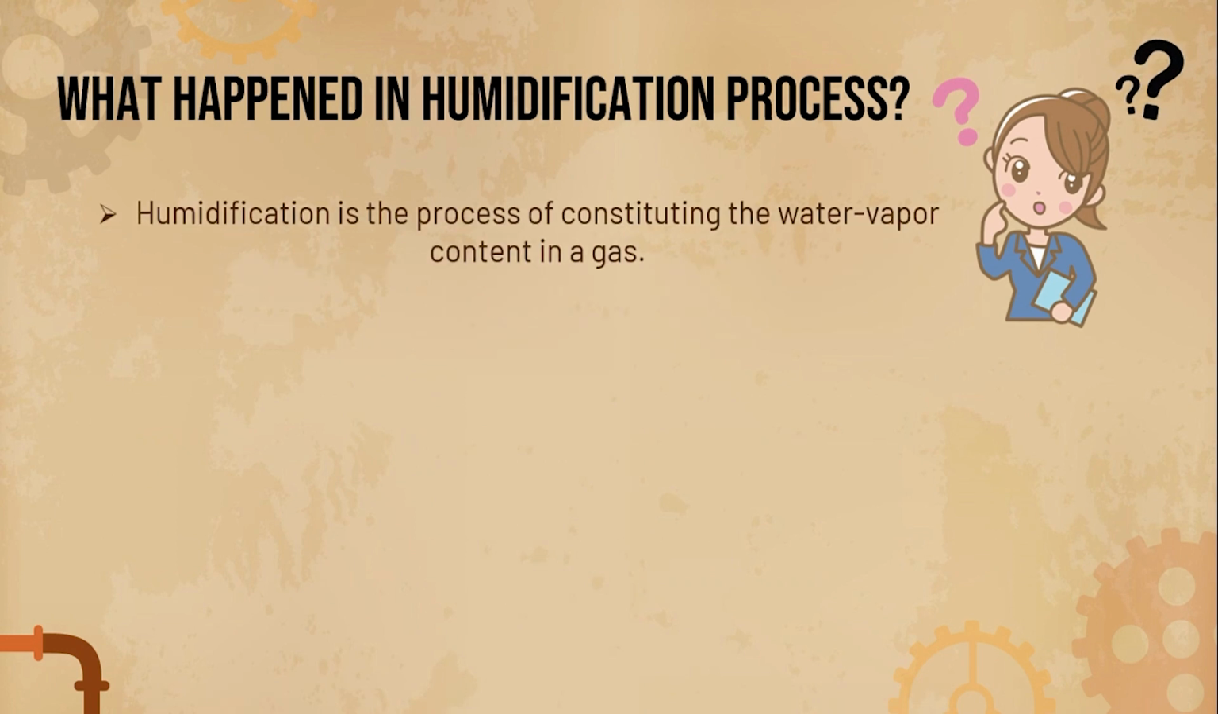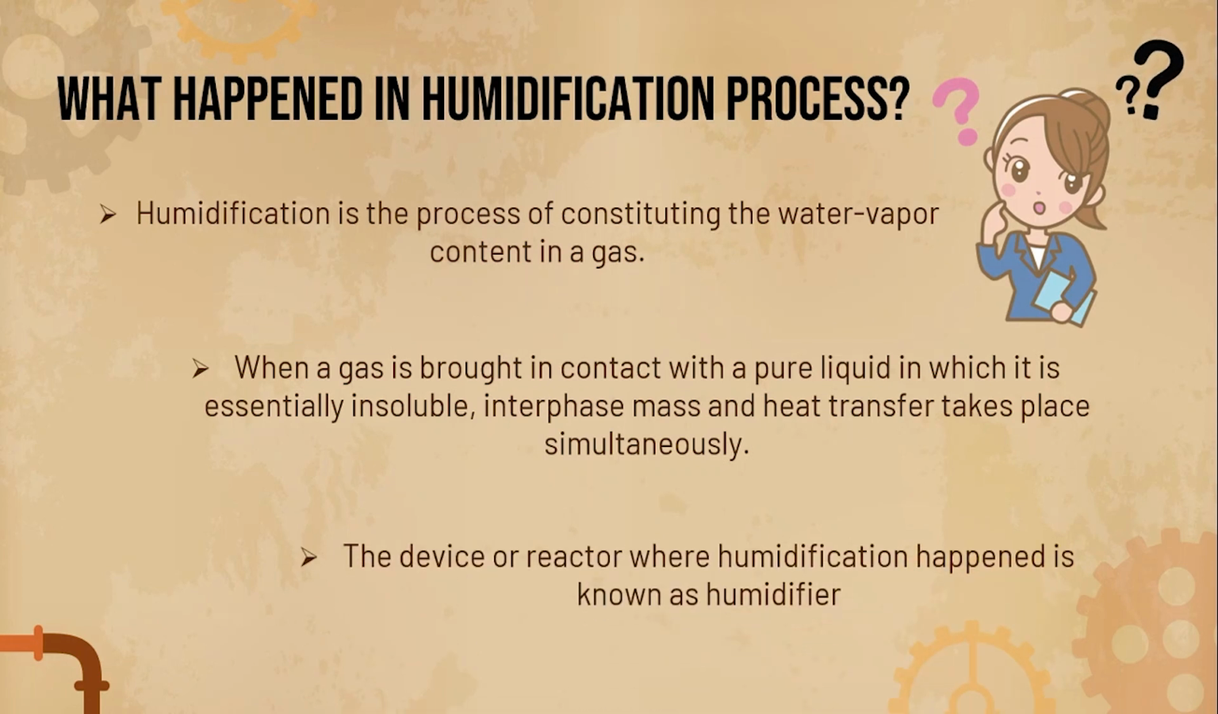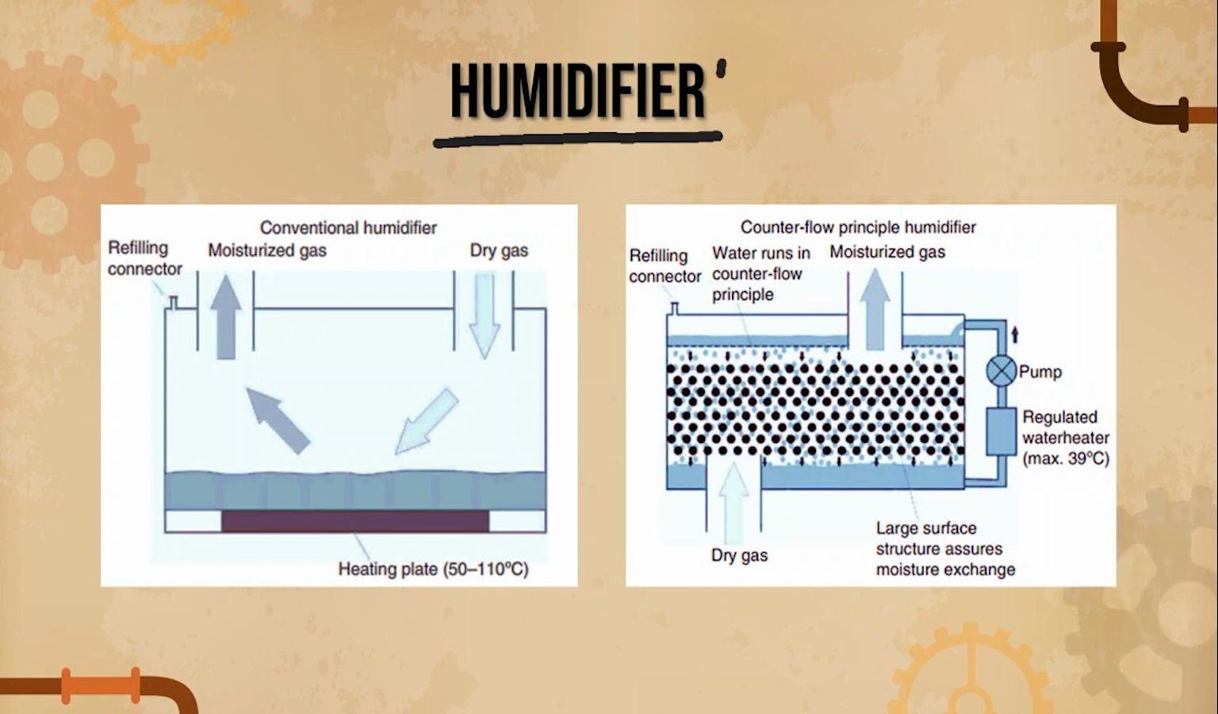Humidification is the process of increasing the water vapor content in a gas. When a gas is brought in contact with a pure liquid in which it is essentially insoluble, interface mass and heat transfer takes place simultaneously. The device or reactor where humidification happens is known as a humidifier. A humidifier basically consists of a motor for the airflow and a humidifier surface, which is in direct contact with the water, which is supplied via a tank system or a water supply device.